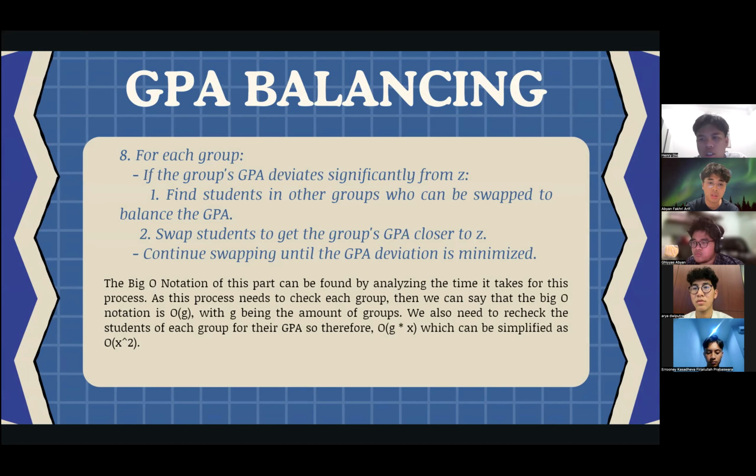And then now for GPA balancing. Similar to the last part, GPA balancing heavily relies on the amount of students and the amount of groups, as we need to check the individual students, and we also need to check in each group to be able to balance it correctly. So the big O notation of this would be g, the amount of groups, times x, the amount of students, which can be simplified, as we mentioned before, to O(x^2).